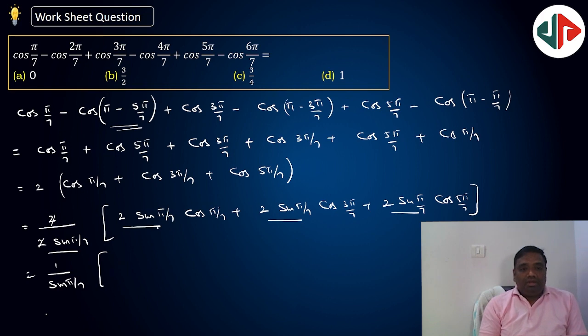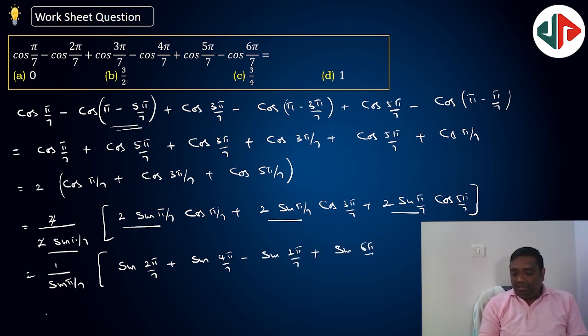What is this value? 2 sin A cos A means sin 2A, and this is 2 cos A sin B, which means sin of A plus B minus sin of A minus B. So this is sin of A plus B, which means sin of 4 pi by 7 minus sin of 2 pi by 7. In the same manner, this is also sin of 6 pi by 7 minus sin of 4 pi by 7.